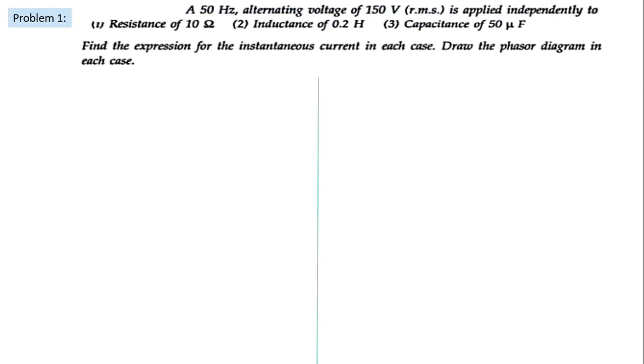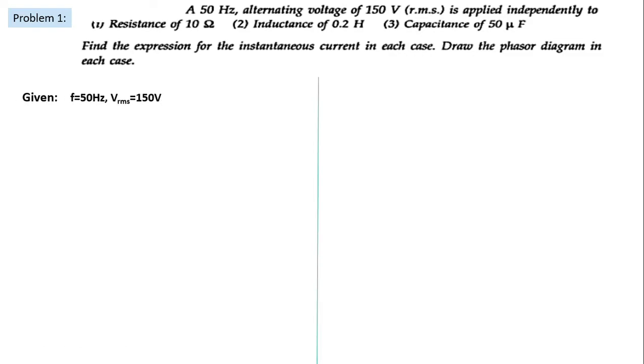Let us take a problem. A 50 Hz alternating voltage of 150 volt, that is RMS value, is applied independently to resistance of 10 ohm, inductance of 0.2 Henry, capacitance of 50 microfarad. Find the expression for the instantaneous current in each case. Draw the phasor diagram in each case. This is a given problem.